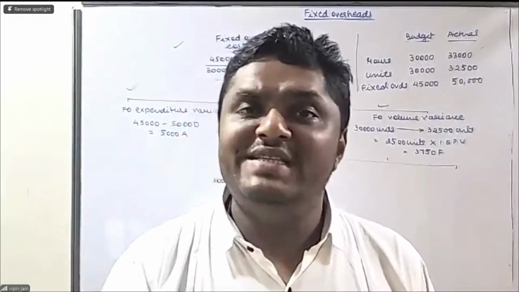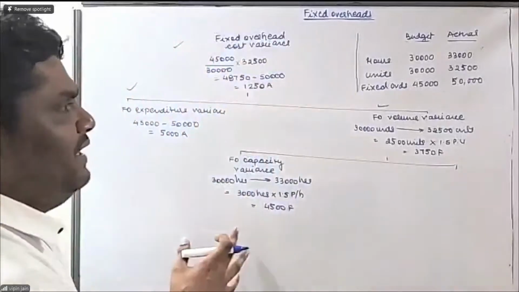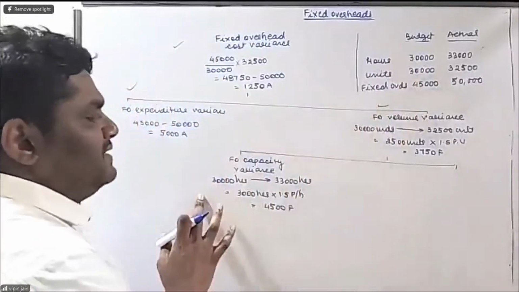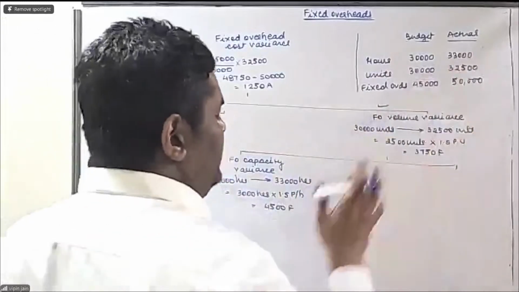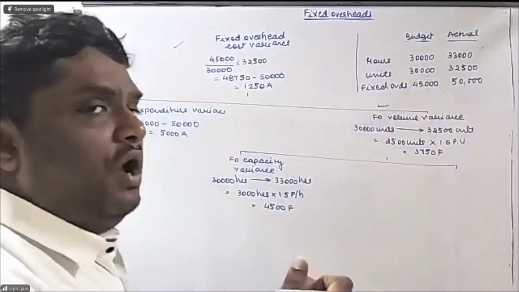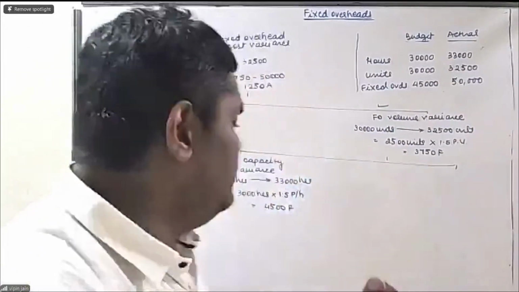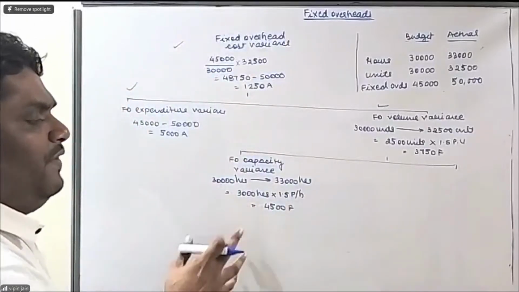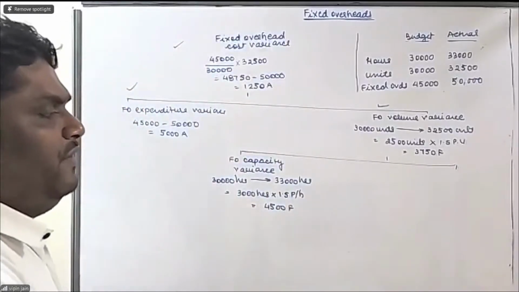Since the number of days are not given, we will assume that the days are the same. So here, 30,000 hours was our capacity. We actually work for how many hours? 33,000 hours. So how many hours extra do we work? 3,000 hours extra, into the rate per hour, that is 1.5. So this will be 4,500 favorable.